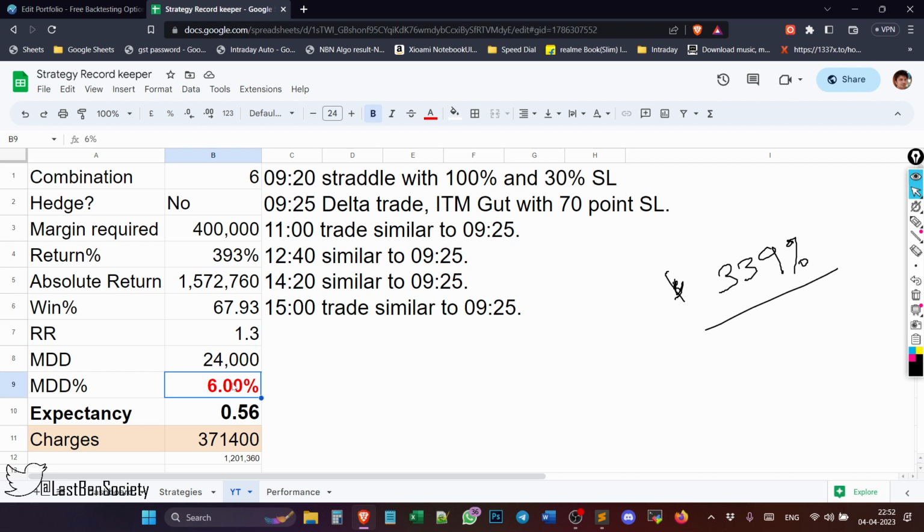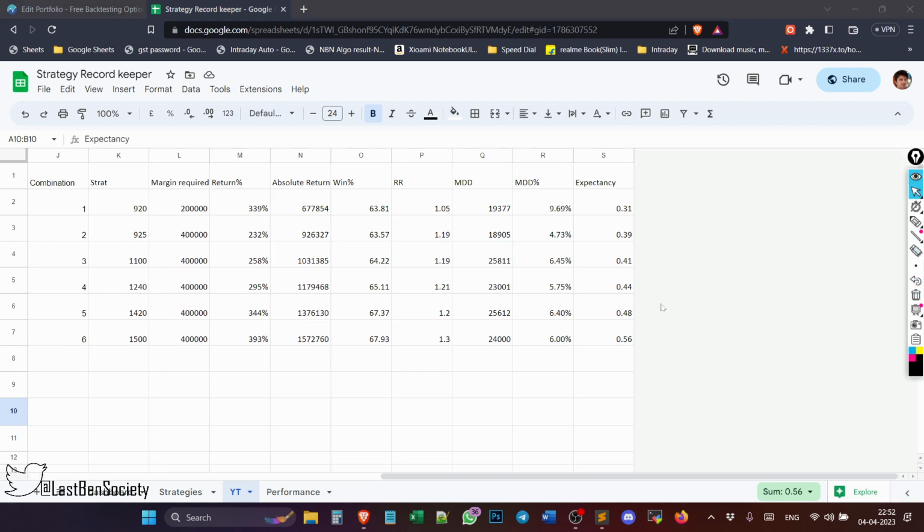And trust me, this is the worst possible maximum drawdown I have taken for that particular system. Okay, it cannot go less than 6%. I mean, it can go, but that would be a very wild market. Okay, and the expectancy we have managed to bring above 0.5%, which is a very good expectancy for any system.